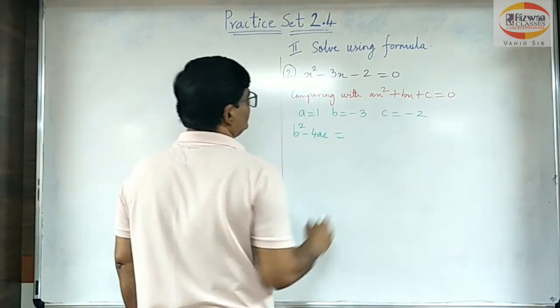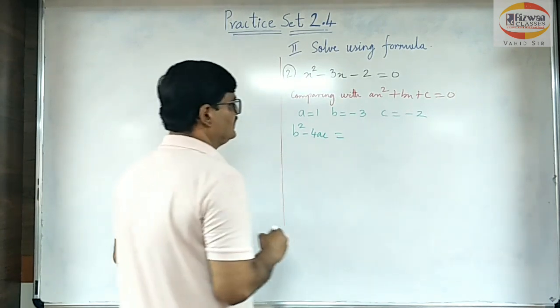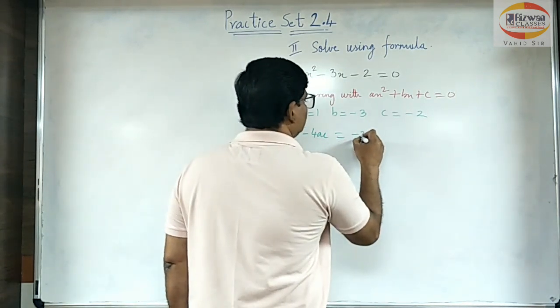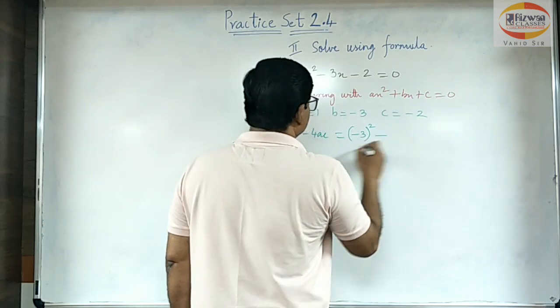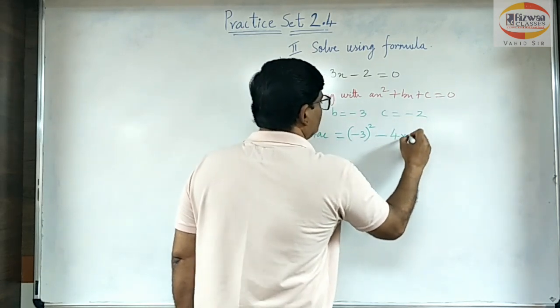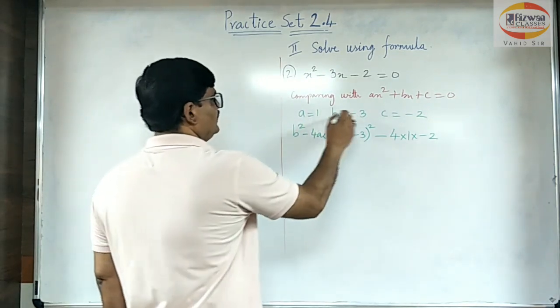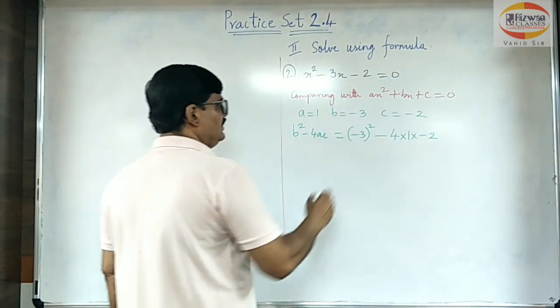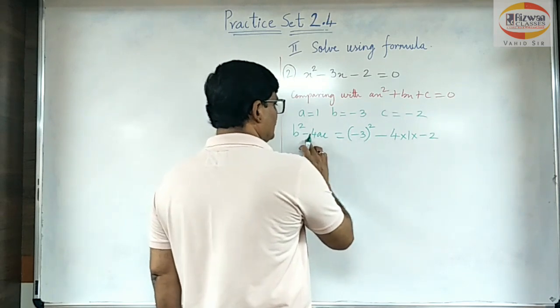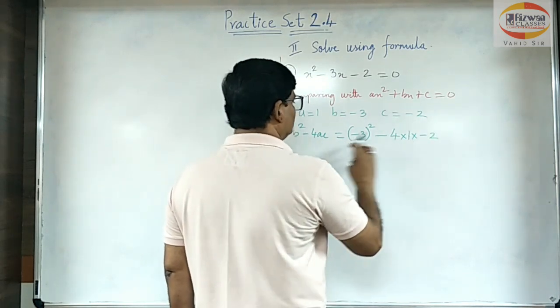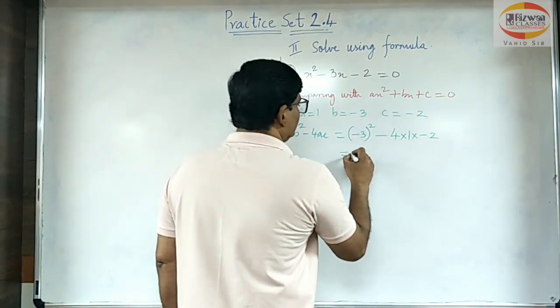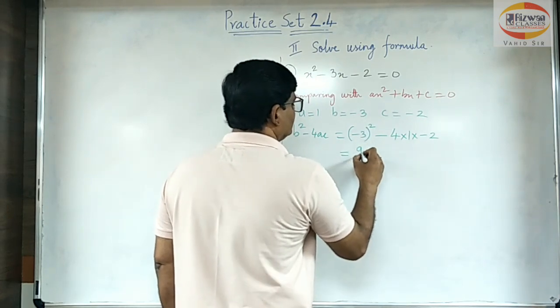We have b square minus 4ac, where b is minus 3, the whole square, minus 4 into 1 into minus 2. So b is minus 3, b square is minus 3 the whole square, minus 4 into 1 into c, and c is minus 2. So this will be coming as 9.